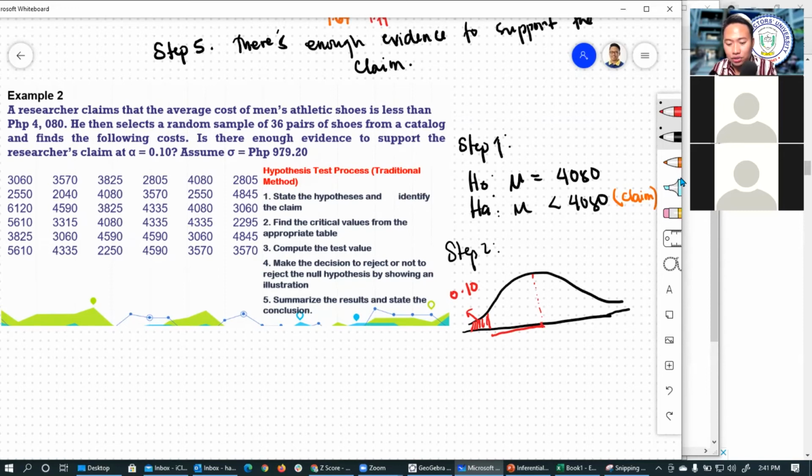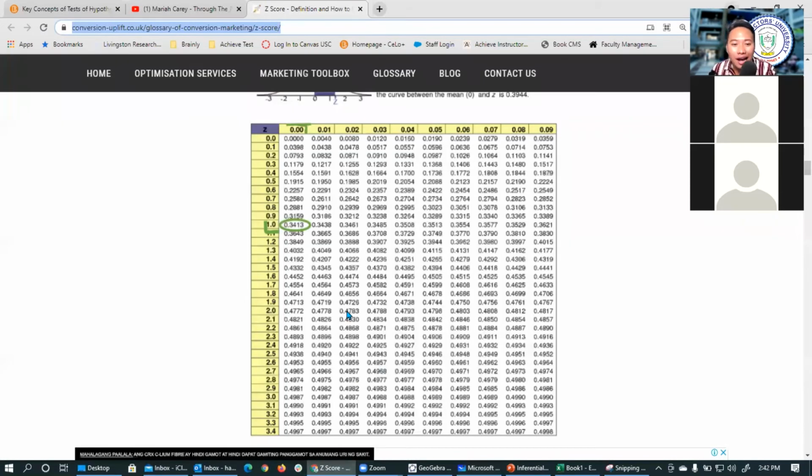I want to spend. Is it 0.4400? No? Positive or negative 0.4400? So this 0.4400, guys, we're going to find it on the Z table. So Z table. So here. Where is 0.4400, guys? If we cannot find the exact value, look for the closest one.